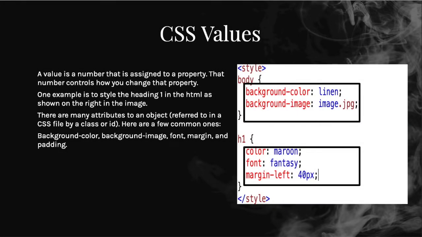CSS values. A value is a number that is assigned to a property. That number controls how you change that property. One example is the style of the heading 1 in the HTML as shown on the right in the image. There are many attributes to an object, referred to in a CSS file by class or ID. Here are a few common ones: background color, background image, font, margin, and padding. And that will be the end of CSS.